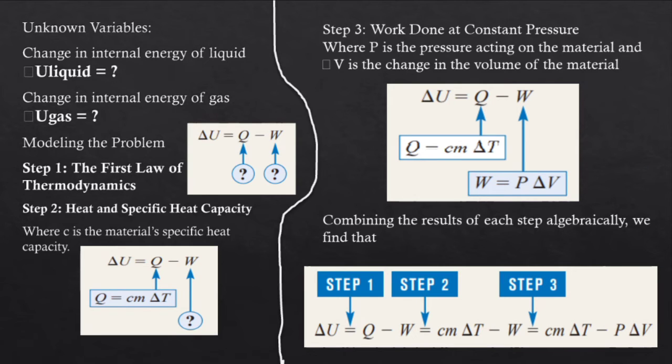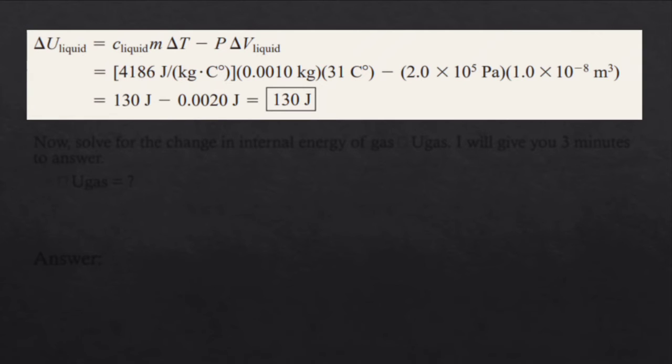Combining the results of each step algebraically, we find that delta U is equal to Q minus W is equal to Cm delta T minus P delta V. Applying this result to the liquid, we'll have the formula delta U sub liquid is equal to C sub liquid M delta T minus P delta V. Then, we just have to substitute all the needed values into the variables of the formula and we'll arrive at an answer of 130 joules for the change in the internal energy of the liquid.